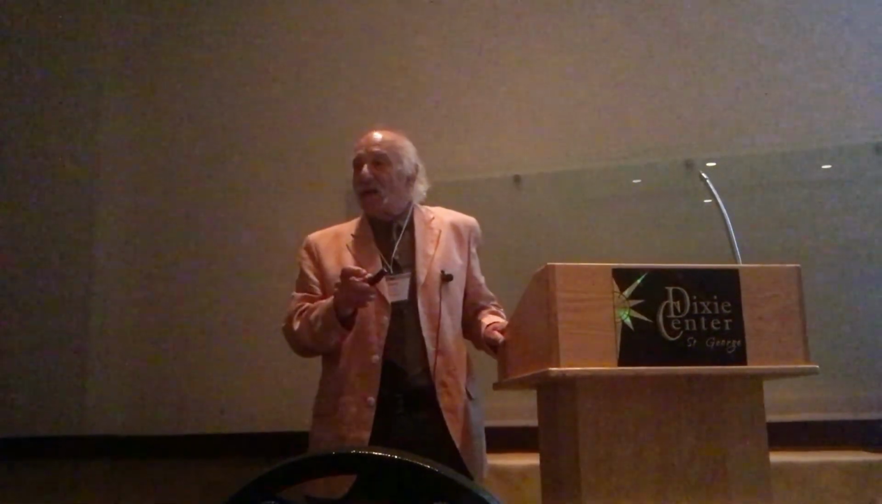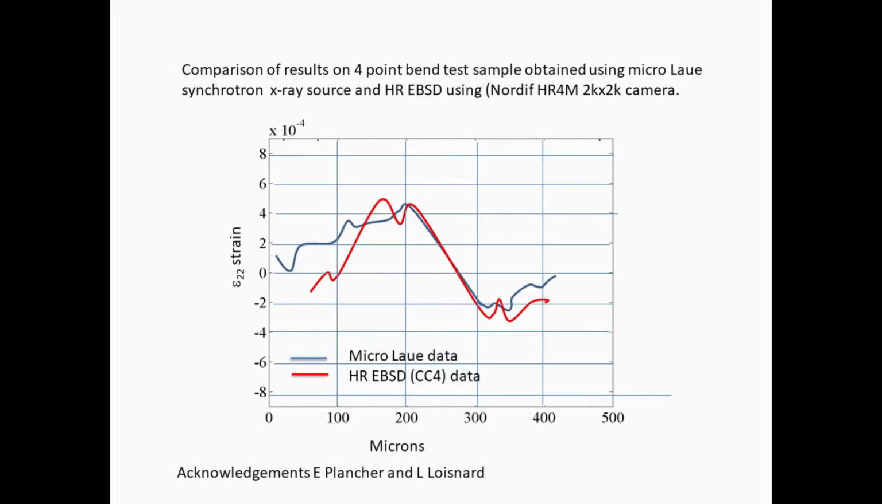And just as in the first days of EBSD, everybody compared EBSD results with X-ray data. So this is being compared with X-ray data. The blue line is micro-Laue synchrotron radiation data on the same specimen, and you see the linearity of the EBSD measurement and the micro-Laue over that distance is absolutely identical.